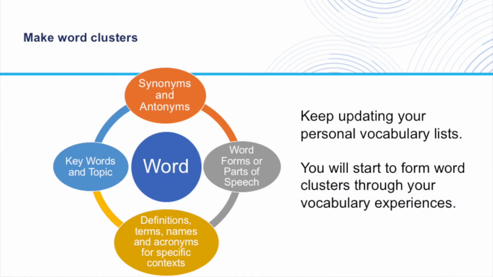One of the first things you can do is make word clusters and not rely on learning individual words. When you learn a new word, also learn all the word forms. In this way, when you learn a noun, you also learn the adjective, verb, and adverb forms. When you meet the adjective form of the word, you do not see it as an entirely new word, but as one you already know.